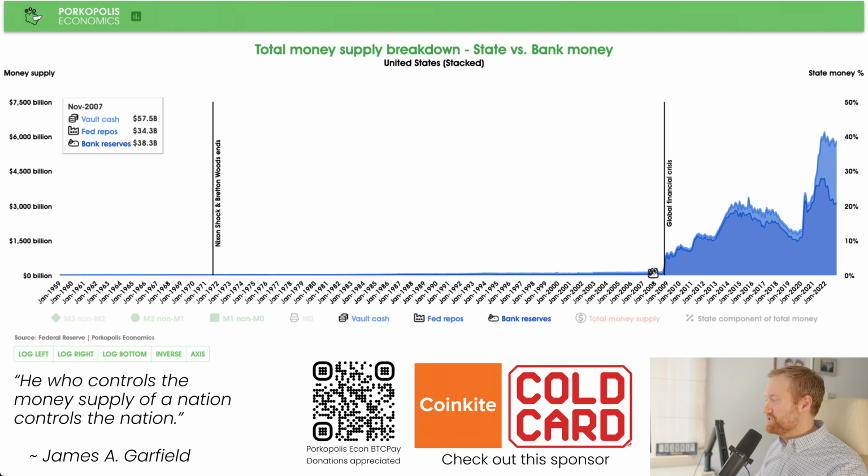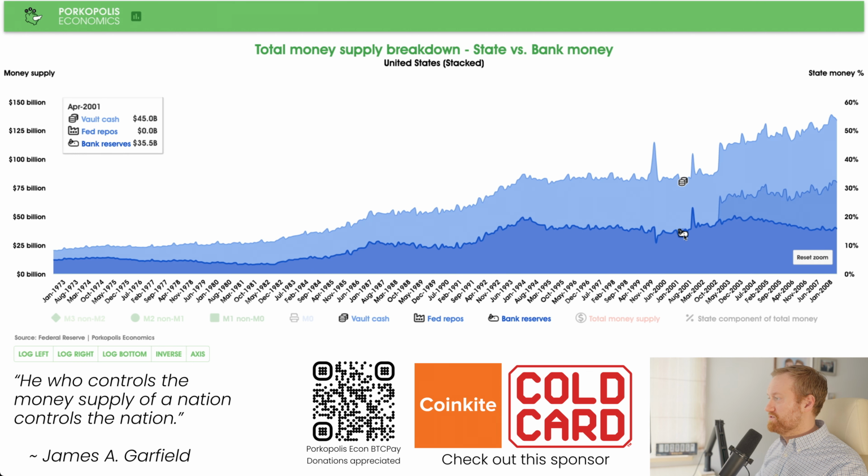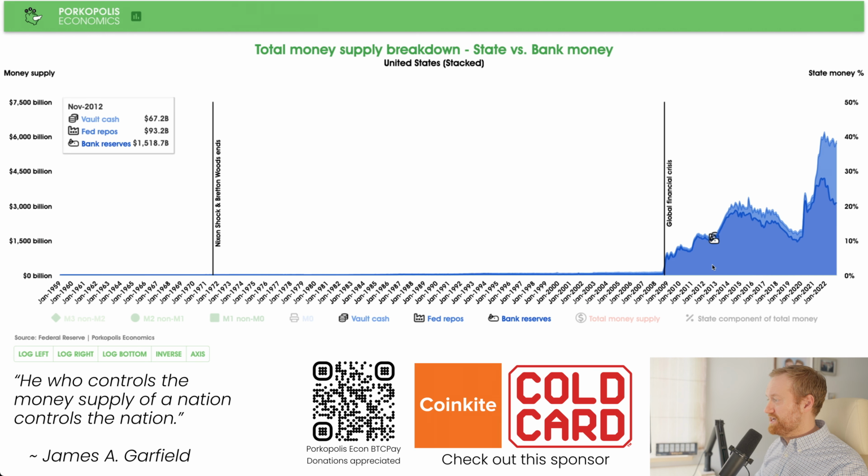But then, of course, everything is just blown out of the water after the global financial crisis. Vault cash was a bigger portion. You see repos coming in here in the early 2000s, but vault cash lost any semblance of a meaningful portion of the monetary base from the global financial crisis, where now it's just an extremely small portion.